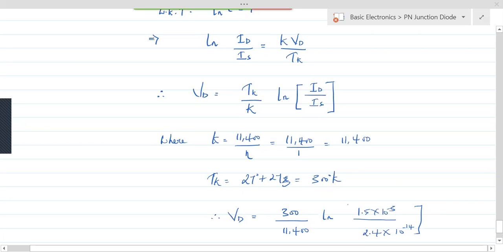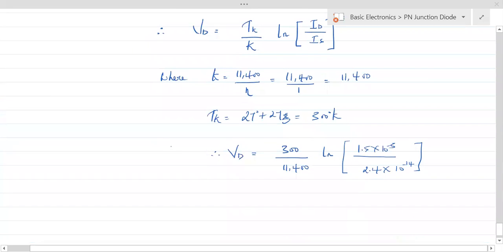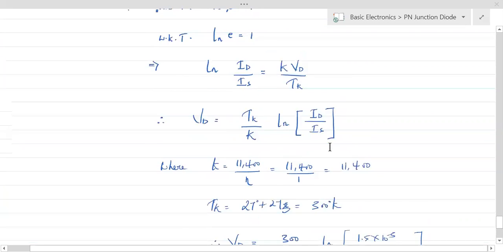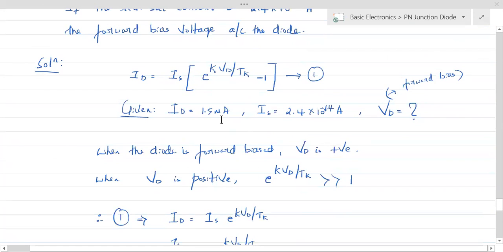If you calculate this, you just copy down the answer. The forward bias voltage is given as 0.643 volts. So what is the meaning of this? If you apply this forward bias voltage, which is equal to 0.643 volts for a germanium diode, then your forward current would be 1.5 milliamperes. So this is how we solve the problem.